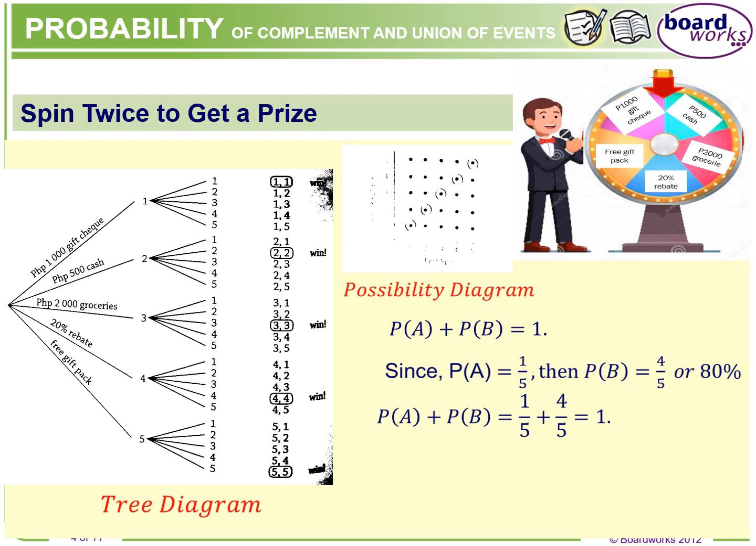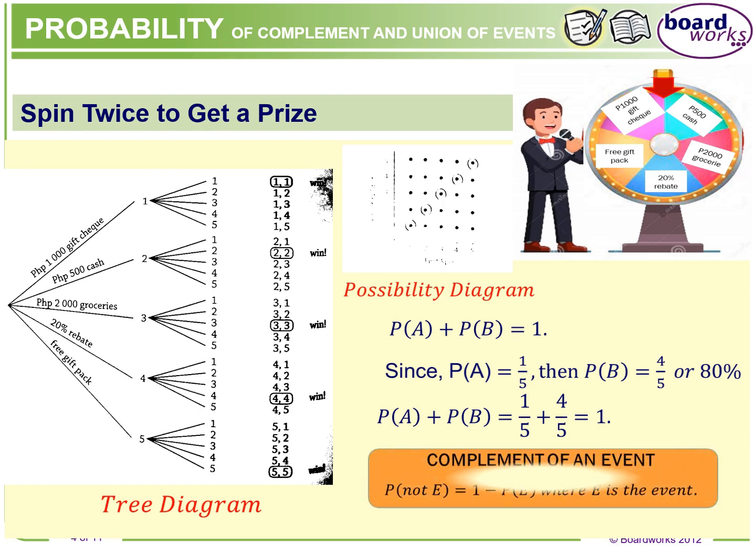This observation can be summarized as the complement of an event: the probability of not E is equal to 1 minus P of E, where E is the event. Like here, 1 minus the probability of A, which is 1/5. What is 1 minus 1/5? That is 4/5. Therefore, the probability of B is 4/5.